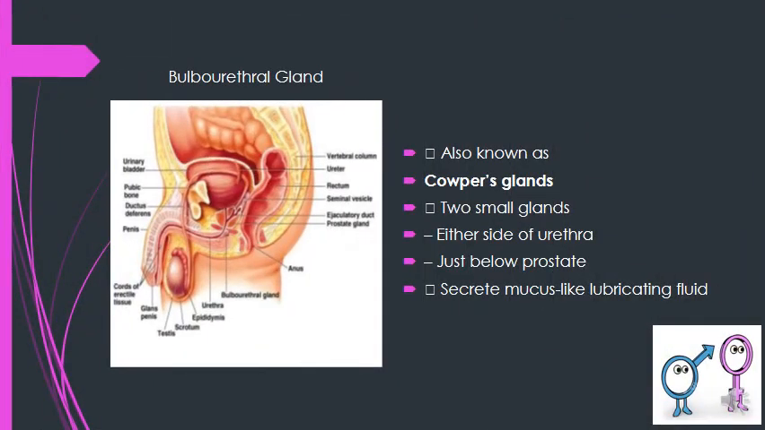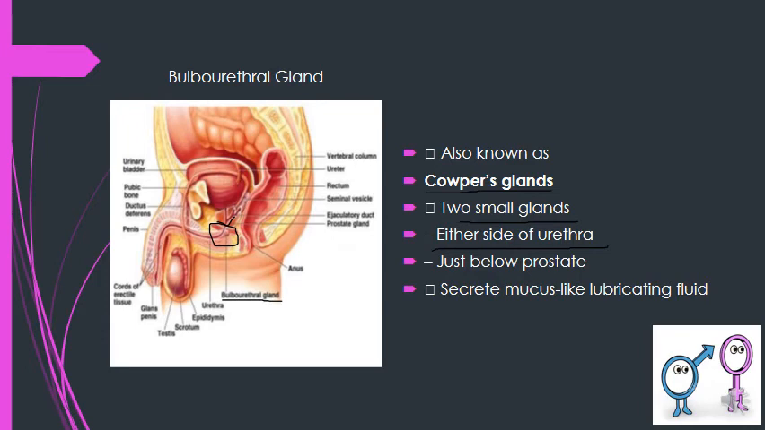Okay, now next we have the bulbourethral gland, which is also known as Cowper's gland. These are two small glands, on either side of the urethra. As you can see here in the diagram, this is the place of the bulbourethral gland.